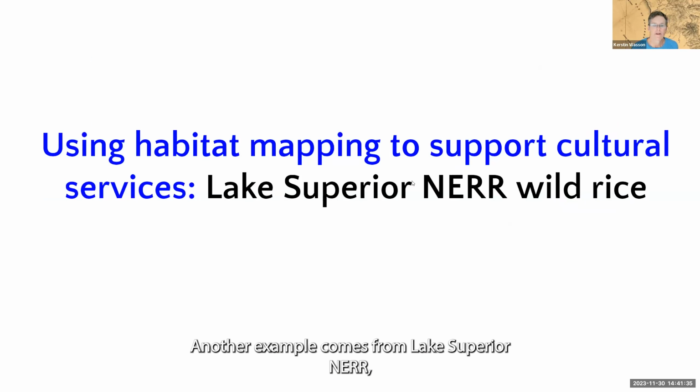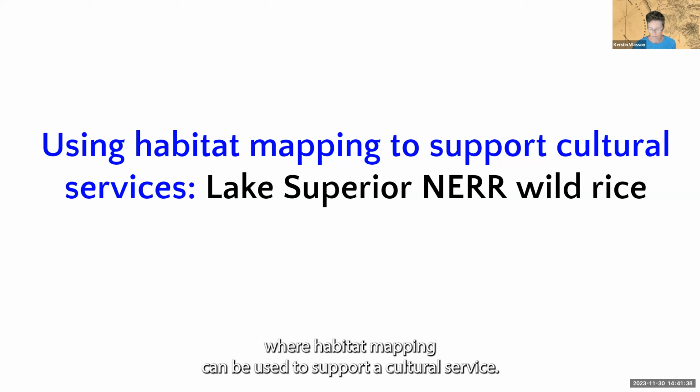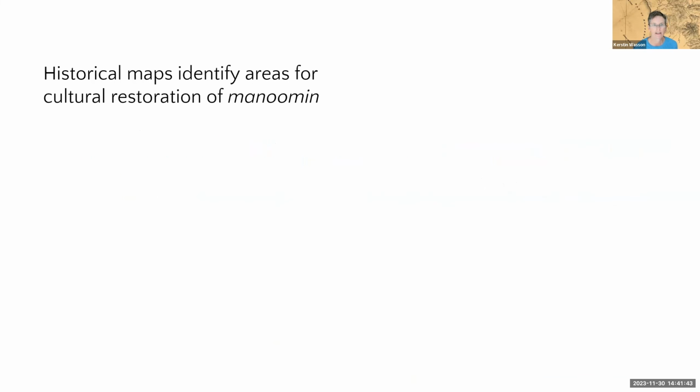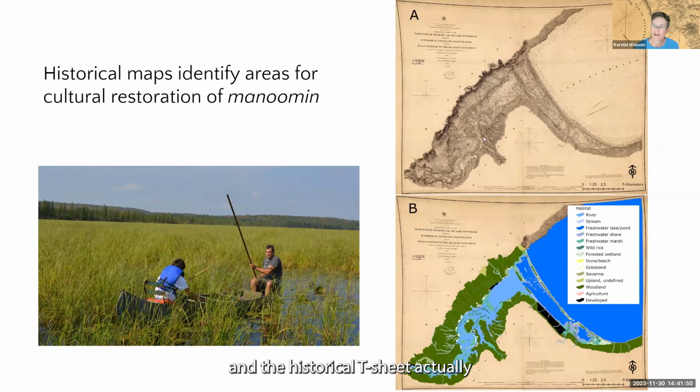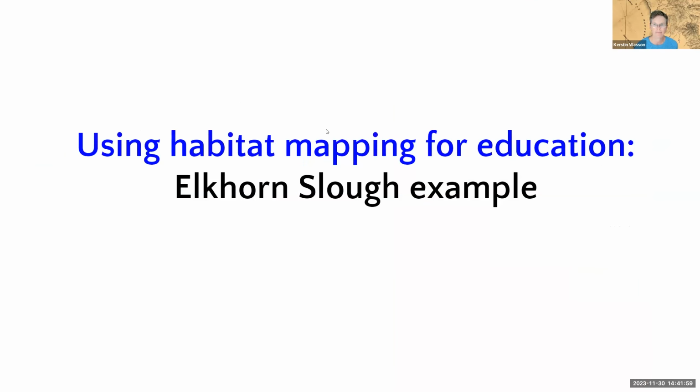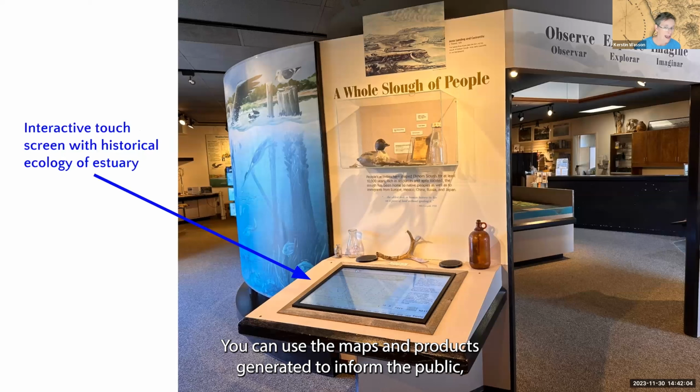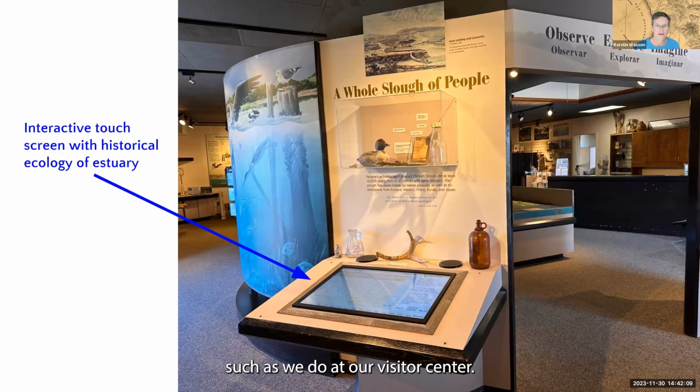Another example comes from Lake Superior NERR, where habitat mapping can be used to support a cultural service. Wild rice, or manoomin, is really important to the Ojibwe people. And the historical T-sheet actually shows areas where wild rice was cultivated in the past, and those are restoration opportunities for the future. And in a final example from Elkhorn, you can use the maps and products generated to inform the public, such as we do at our visitor center.